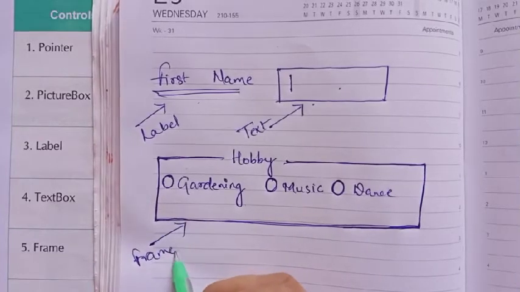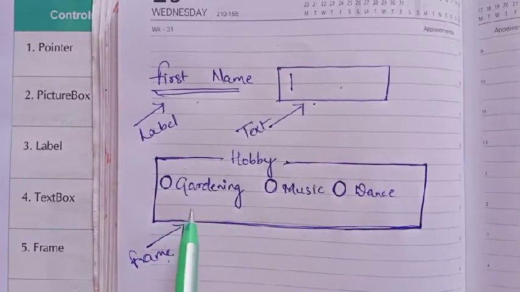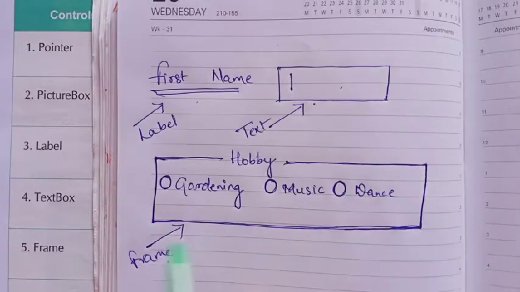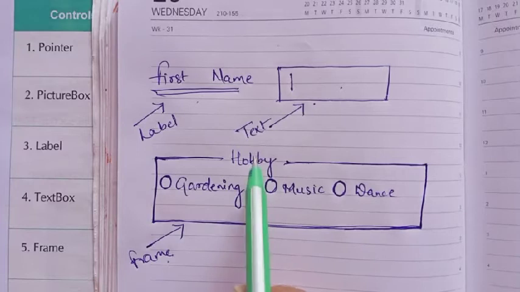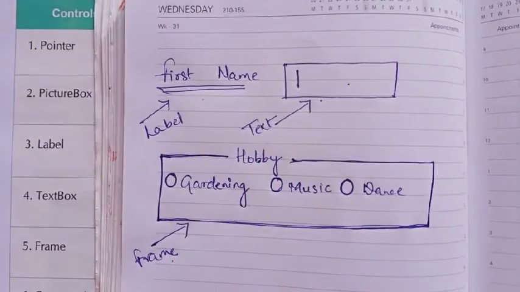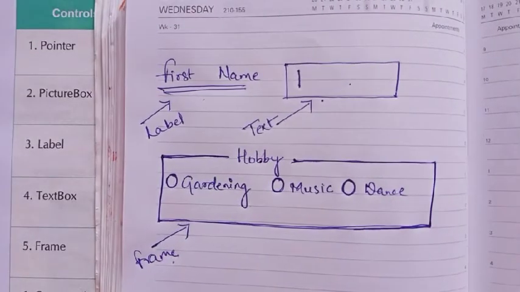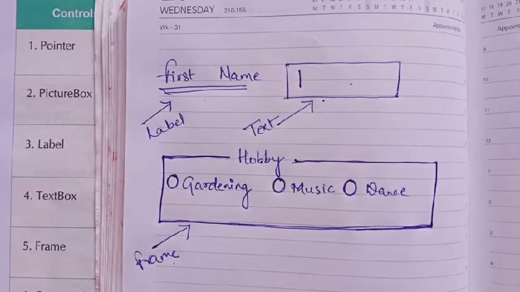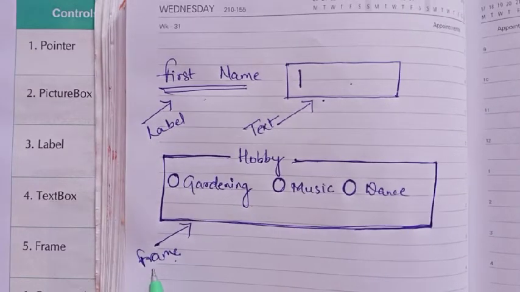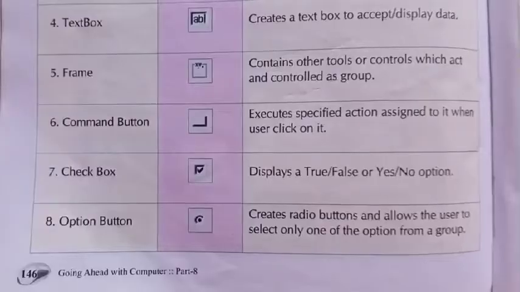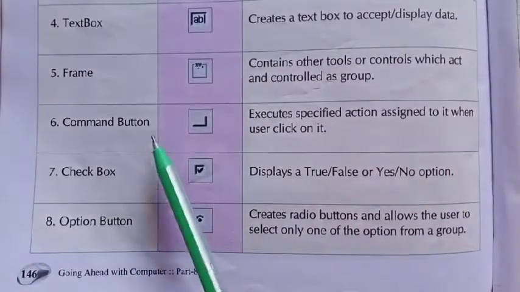When you apply the frame, you will get the things demarcated, categorized under one heading. So if you have to create something that has to fall under a group, you are going to make use of the frame control. Next, moving ahead, we have the command button.